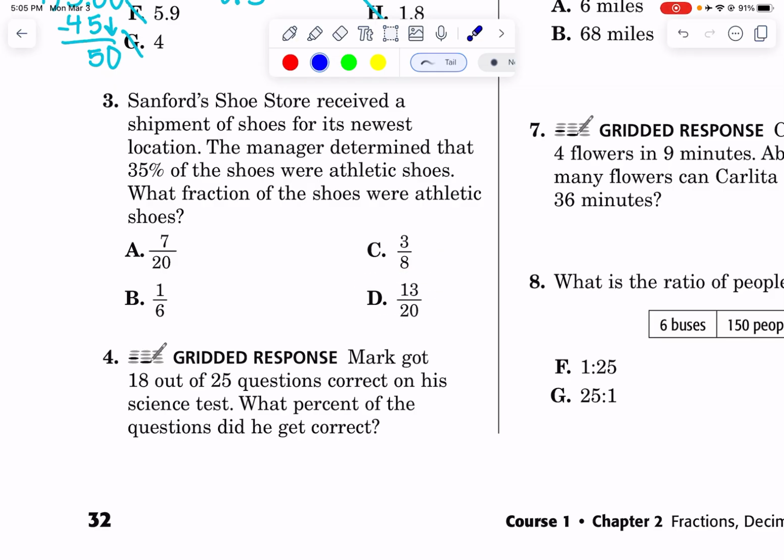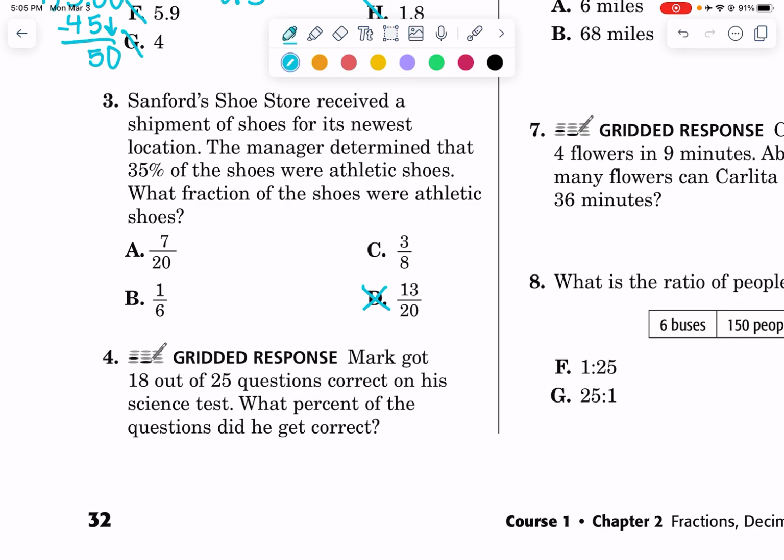13/20 is not less than half. So we can get rid of 13/20. We know 35% is not going to be equal to 13/20. 50% would be half, and 35% is less than half. So that's how I know it's not going to be 13/20. Half would be 10/20, so there's no way it's D.